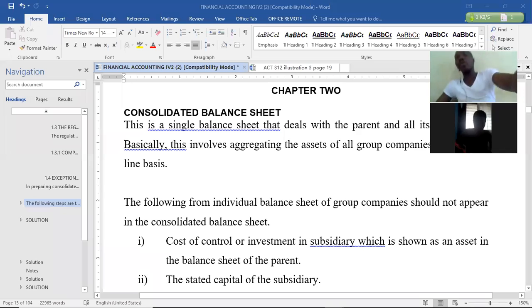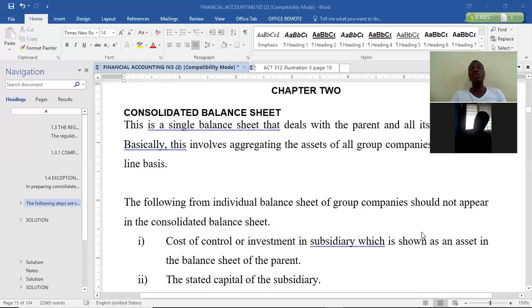Now, when we talk about consolidation, we consolidate the accounts on the face of the financial statements. So we consolidate using the balance sheet, or we consolidate using the statement of comprehensive income, or what you know to be your income statement, or your profit and loss account. So we consolidate using these two main financial statements. Are you getting it?